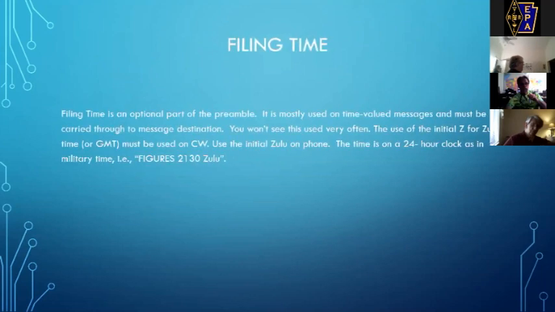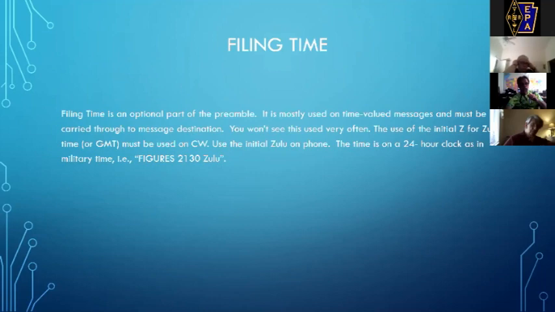Now, filing time, that's a block on the message that is very rarely used. You might see this during emergency traffic when you're working a local disaster. The EOC is sending messages out and they want to keep track of what time they're sending it out. This would be a time-valued message, and the time will be included for the filing time, and it must be included all the way through the message to the destination. You never drop it out. You don't see this very often. It's not necessary unless the message is time critical.